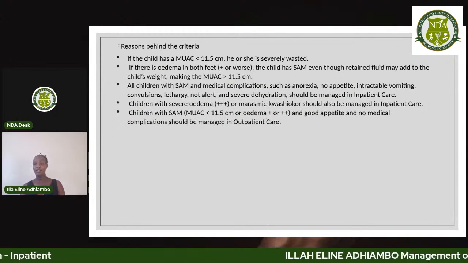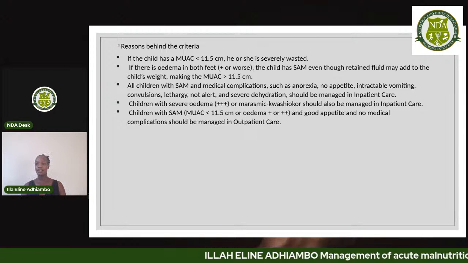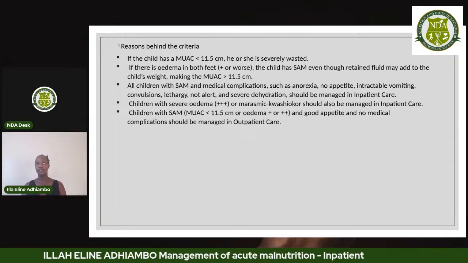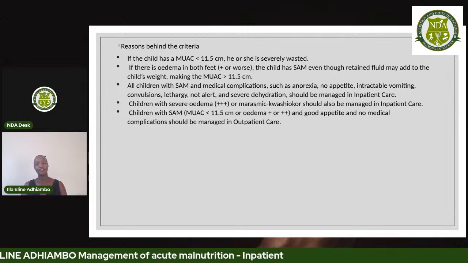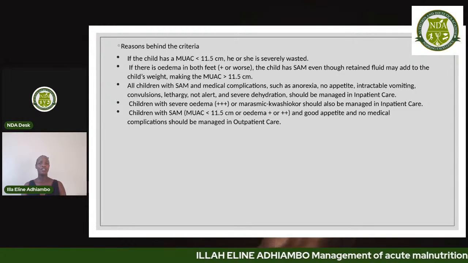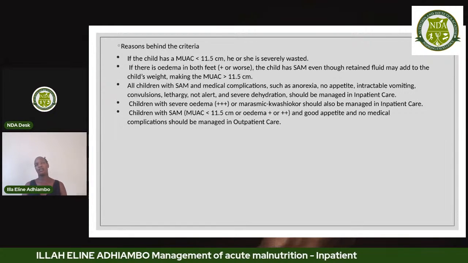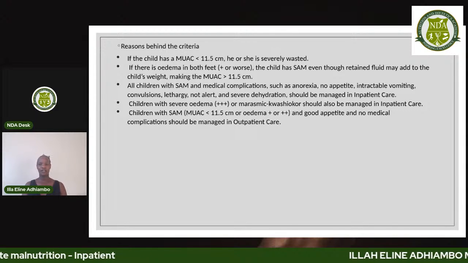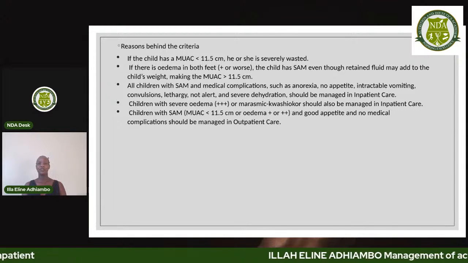So the reasons behind this criteria for identifying children in need of admission is that a child who has a mark of 11.5 is severely wasted. And if there is edema in both feet, the child has severe malnutrition, even though retained fluid may add to the weight of the child. So in this case, weight for height will not work in helping to identify if this child is severely malnourished.